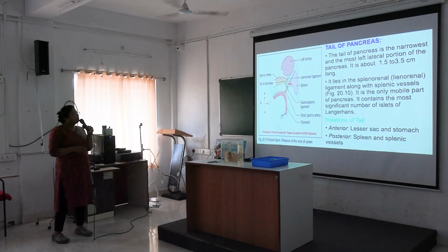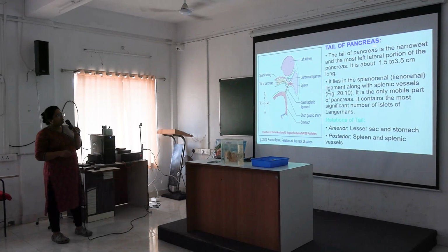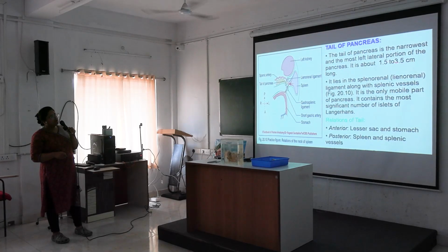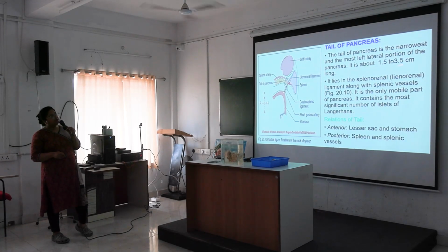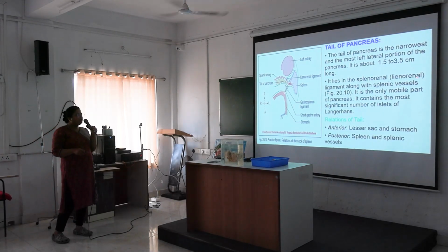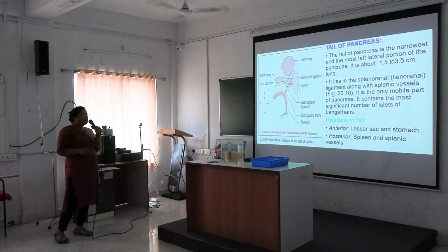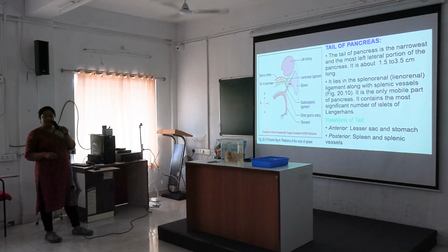Next we are going to the tail. This is the tail lying in the lienorenal ligament. The tail is the narrowest and most left lateral portion of the pancreas. It is about 1.5 to 3.5 cm long. It lies in the lienorenal ligament along with the splenic vessels, and it is the only mobile part of the pancreas.